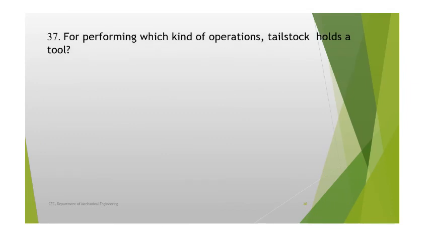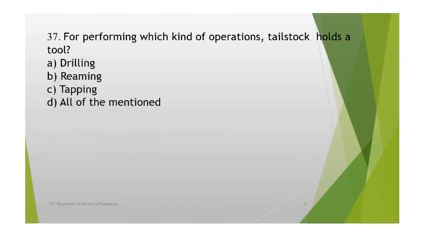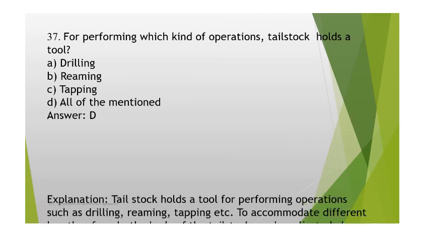Question number 37. For performing which kind of operation is the tailstock used to hold the tool? Drilling, reaming, tapping, or all of the mentioned. So the answer is D. The tailstock holds the tool for drilling, reaming, and tapping, all of the mentioned above. The right answer is D.